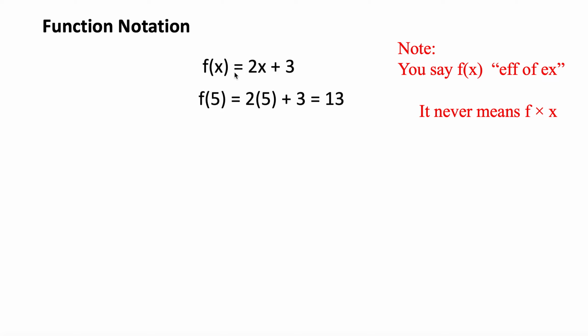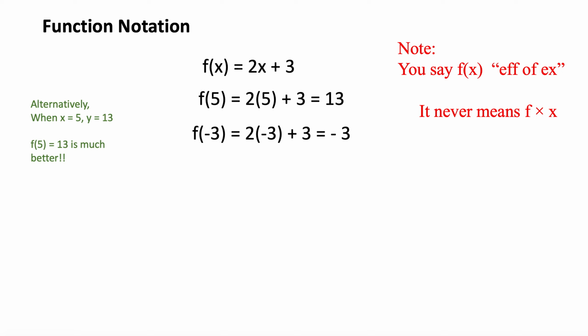The good thing about this notation is I can substitute the value in here for x. So f of 5 is 2 times 5 plus 3, which is 13. The other way I would have to do it would be to say when x equals 5, y equals 13. f of 5 equals 13 is much less words and much easier for everyone to understand.